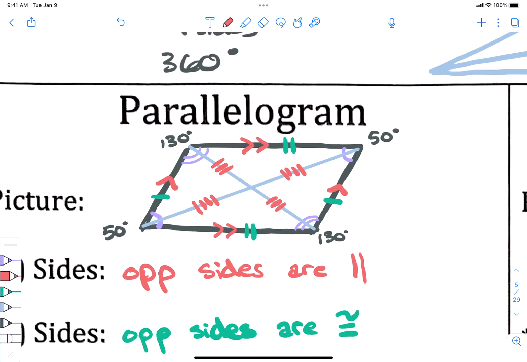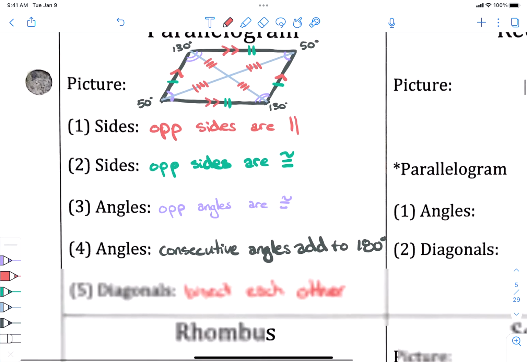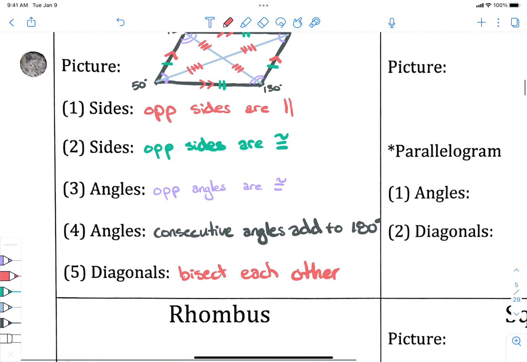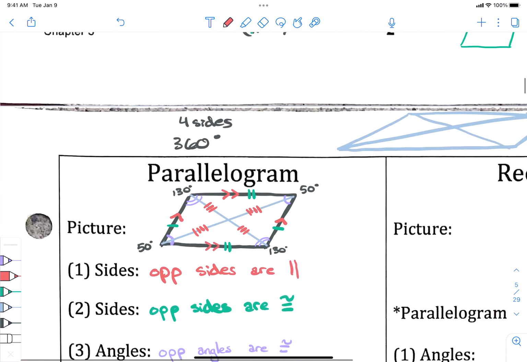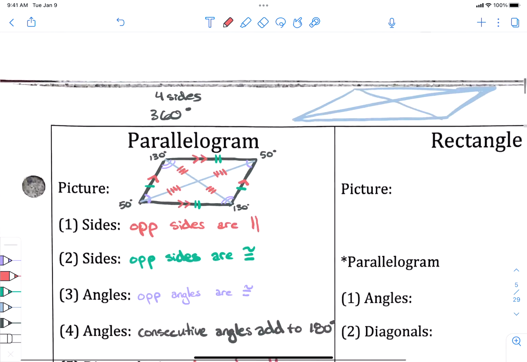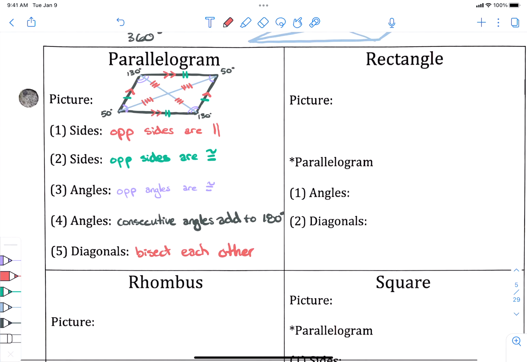All right, so there's that. So those are the 5 main unique qualities, aside from the fact that we have 4 sides in a 360-degree figure, right? Aside from those facts, for a parallelogram, those 5 things are taking place, right?